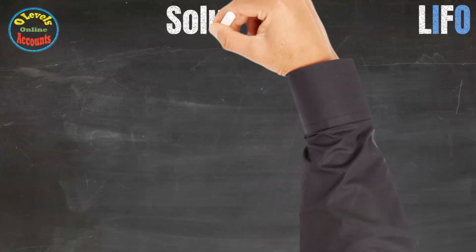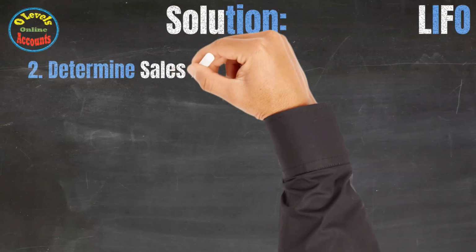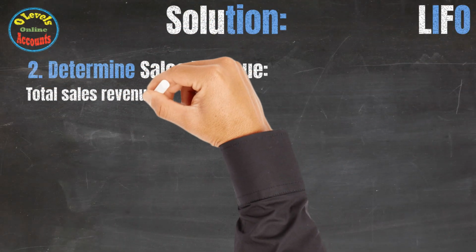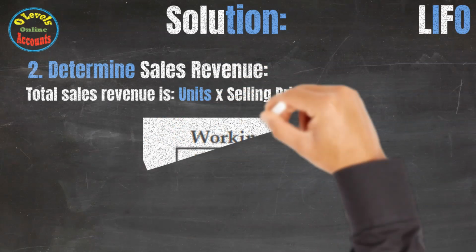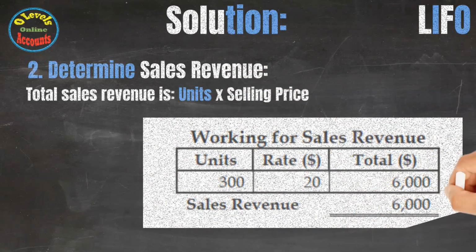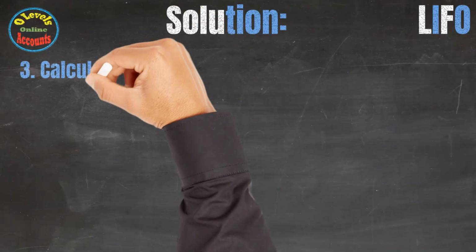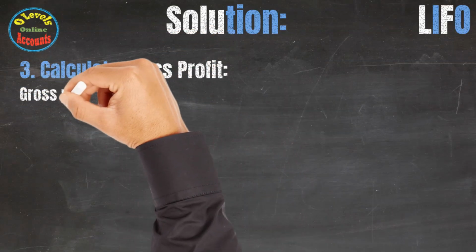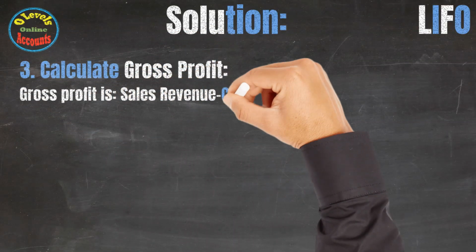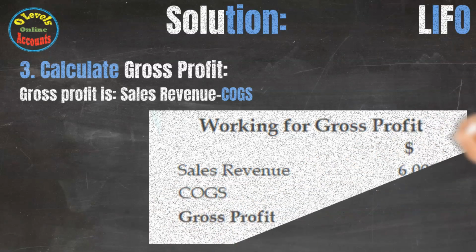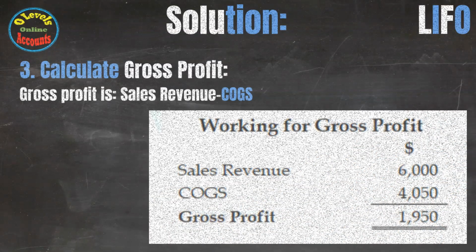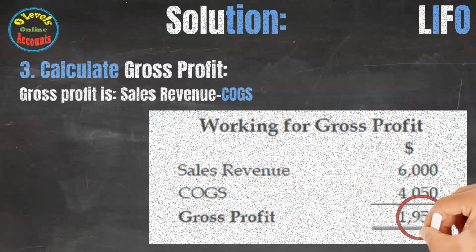To calculate the sales revenue, the sales revenue is units multiplied by selling price. As per working, the calculated sales revenue value is $6,000. Let's move to another solution. To calculate the gross profit, the gross profit is sales minus cost of goods sold. As per working, the calculated gross profit value is $1,950.